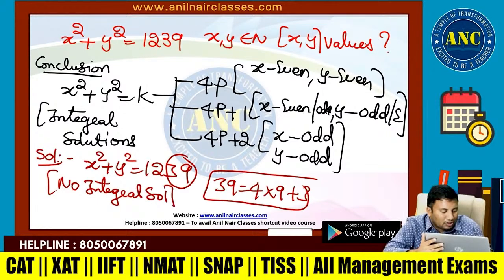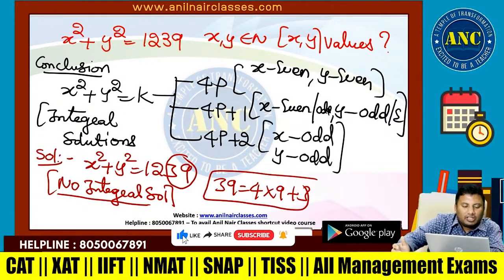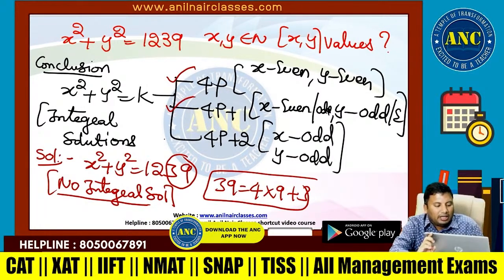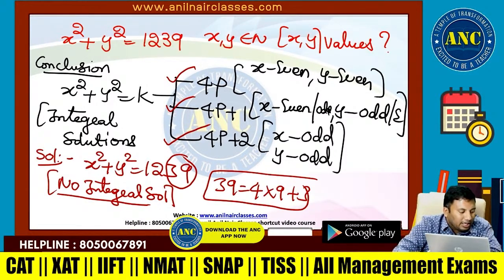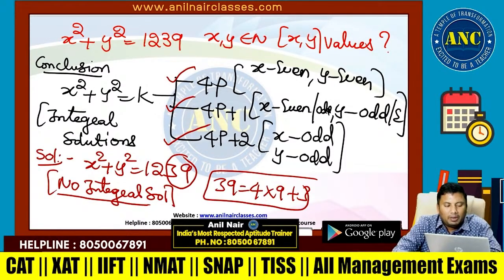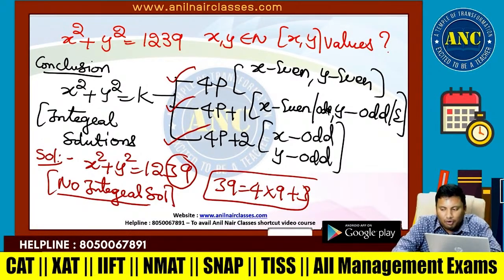x square plus y square equals k has integral solutions only if the right hand side is divisible by 4, or gives a remainder 1, or gives a remainder 2. That is 4p, 4p plus 1, 4p plus 2. The 4p plus 3 form cannot arise. I hope it is clear. What if it is 4p plus 1 or 4p plus 2?